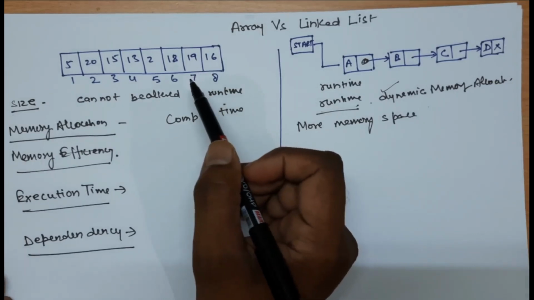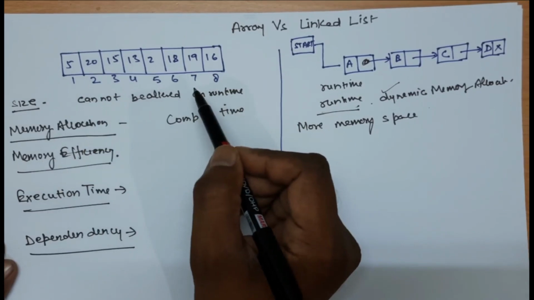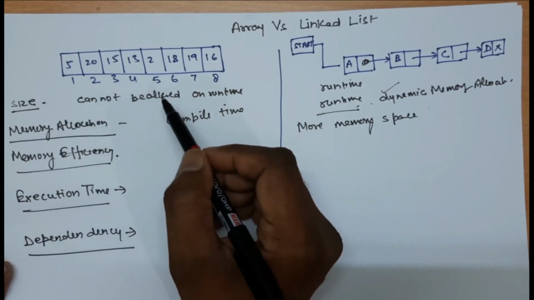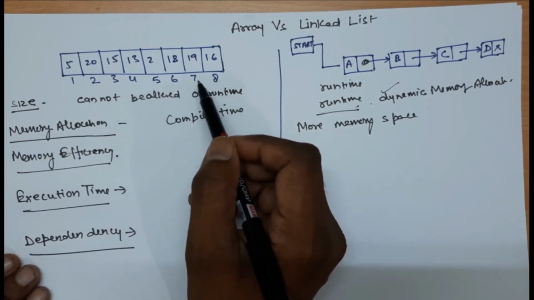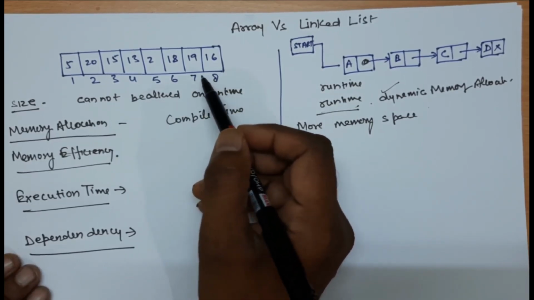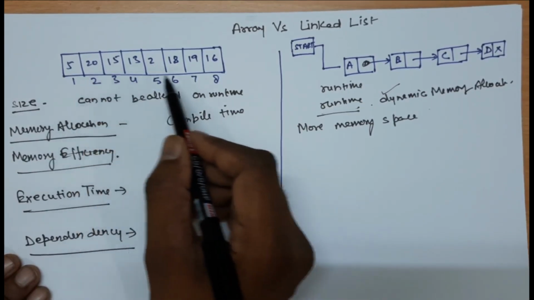So first of all, we'll see the array data structure. What is the array data structure? Array data structure is a collection of contiguous memory locations. Here all the elements are stored in homogeneous nature.